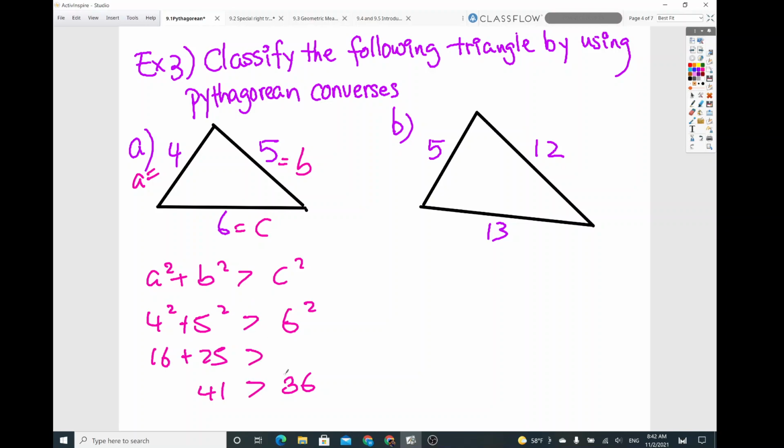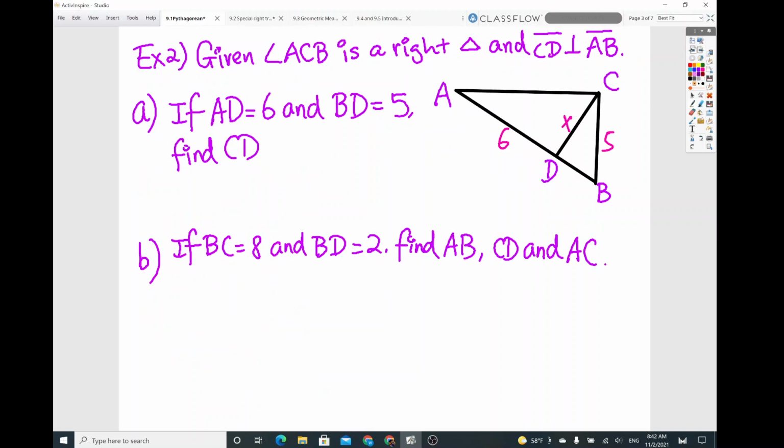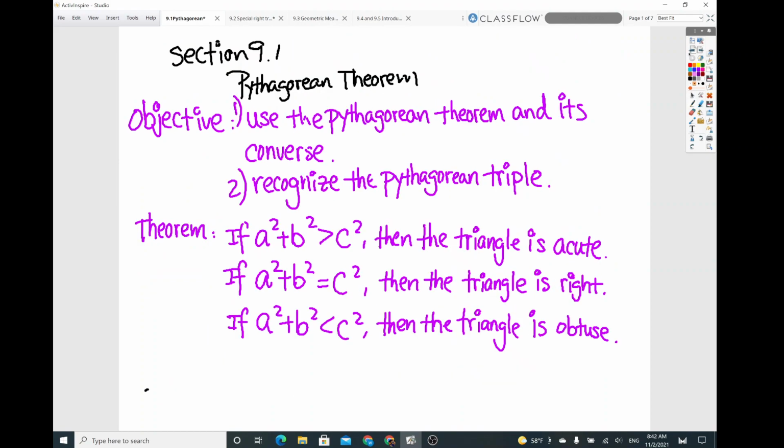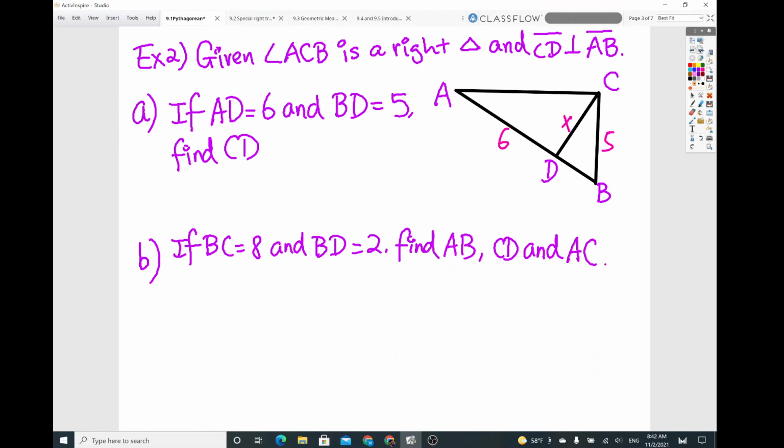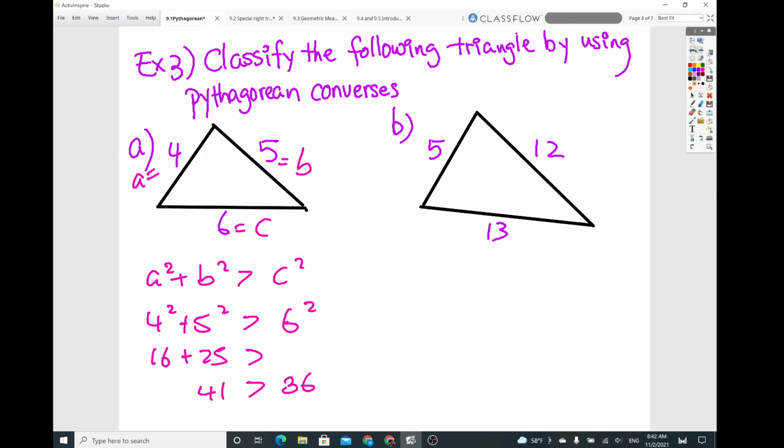So going back to what we talked about for the theorem, the converses: if a squared plus b squared is greater than c squared, then that means the triangle is an acute triangle.